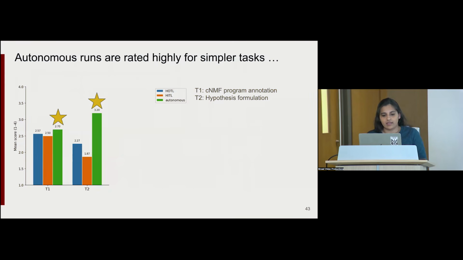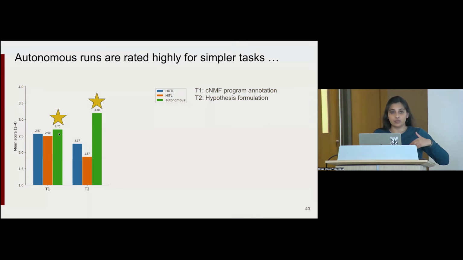So when we look at the scores, for each of the tasks, we asked the reviewers to rate on a scale of 1 to 4, 1 being the best and 4 being the worst. Sorry, I think it's 1 being the worst and 4 being the best. And so when we average the scores across different kinds of tasks, here T1 is CNMF program annotation, and T2 is hypothesis formulation, in which you're selecting the CNMF programs related to that specific dataset's question. We find that these are relatively simpler, and so the agents are actually doing pretty well autonomously.